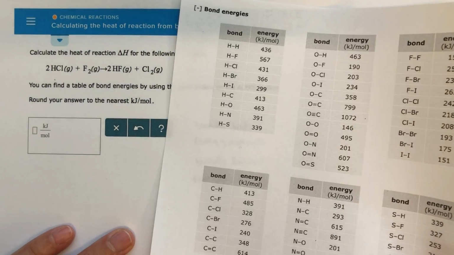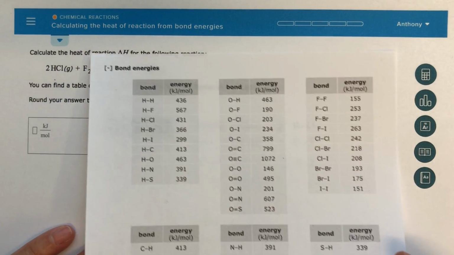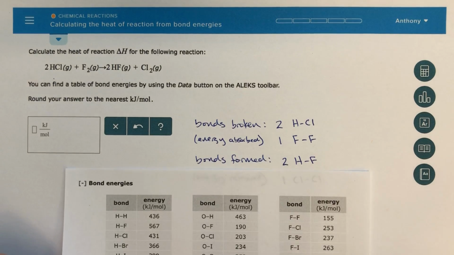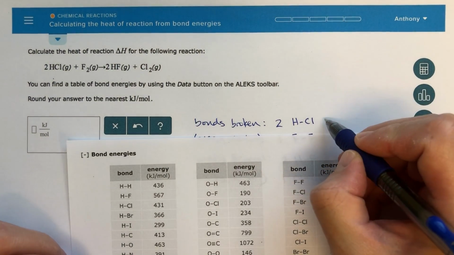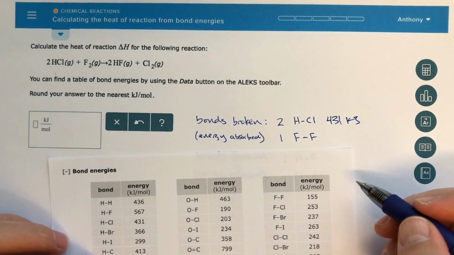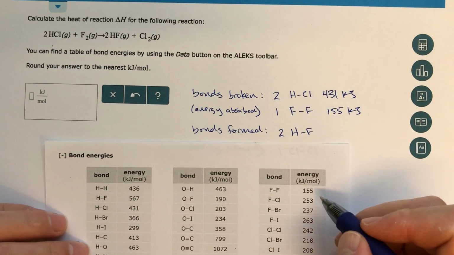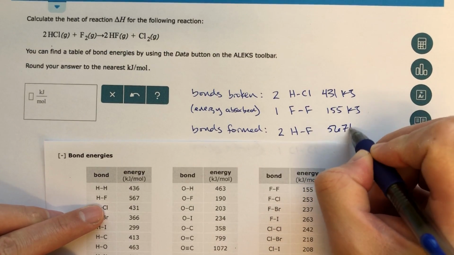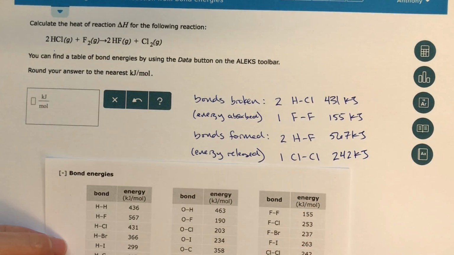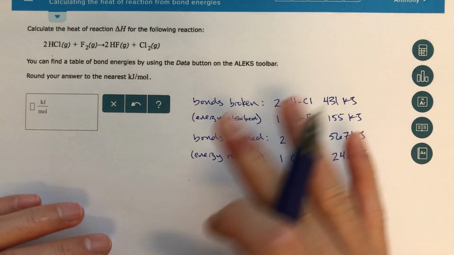So I'm going to use this data table. It says you can find a table of bond energies by using the data button. So if you click this data button, find these bond energies. On this table, we should be able to look up and find all of these different energies that we're looking for. So HCl, the amount of energy is 431 kilojoules. Fluorine, that's 155 kilojoules. HF, it's over here, that's 567 kilojoules. And then Cl is 242. So, write down all of your bonds, then click on the data tab, then organize here.